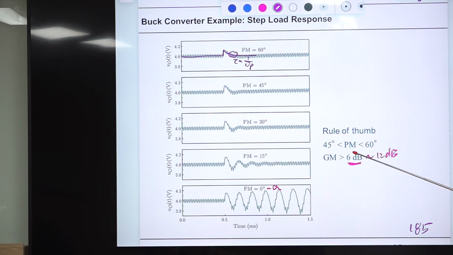And the gain margin should be larger than 6 dB, or more conservatively larger than 12 dB. This is twice and this is 4 times. Okay, this is important. All right.